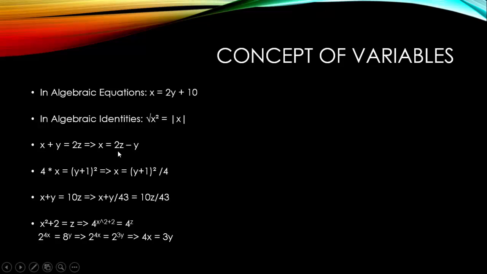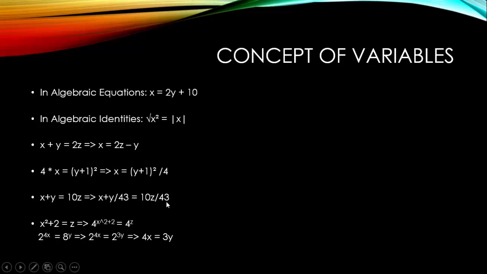When switching terms from one side to the other in an algebraic expression, into becomes divided by and vice versa. So 4 into x is equal to y plus 1 whole square, which gives x is equal to y plus 1 whole square by 4. You can add or subtract or multiply or divide both sides by the same amount. So x plus y is equal to 10z, which gives x plus y by 43 is equal to 10z by 43.